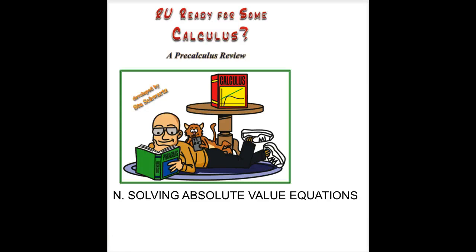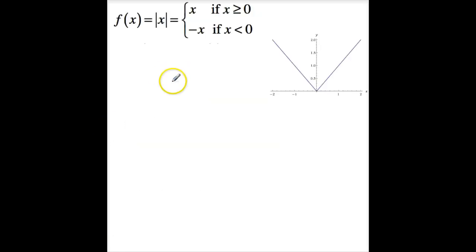Absolute value equations appear throughout calculus. Remember, I said that f of x is equal to the absolute value of x. It means that the function is equal to x for all x greater than or equal to 0, and it's equal to minus x if x is less than 0. And of course, this graph looks like these two lines here that meet at the point 0, 0.